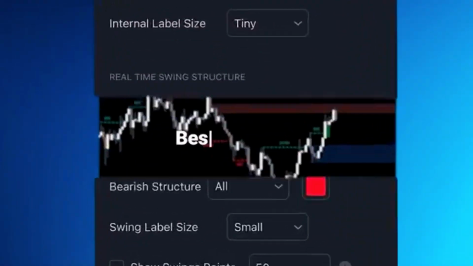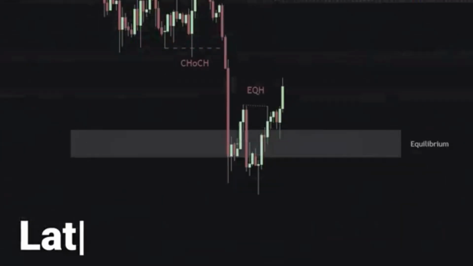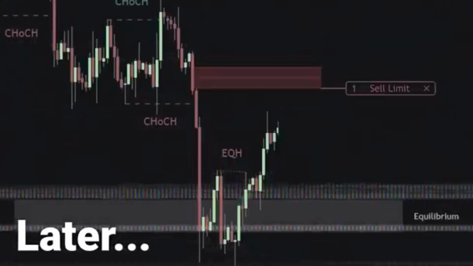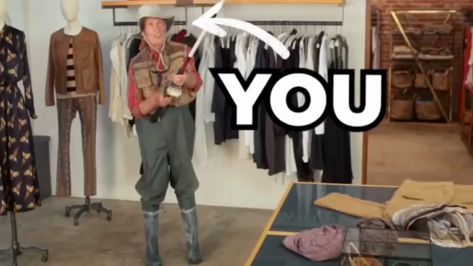Today, we'll break down exactly how this gem works and, at the end of the video, show you the best features and setups to use in real markets to easily outsmart dumb money.